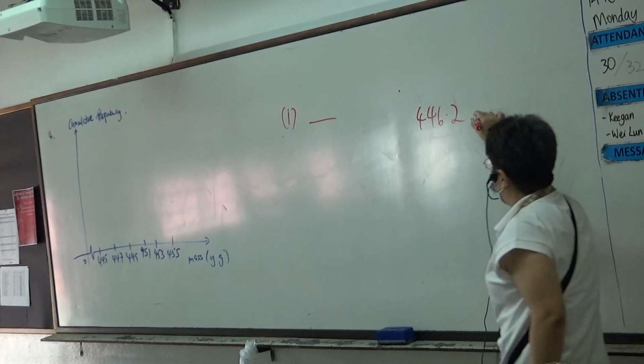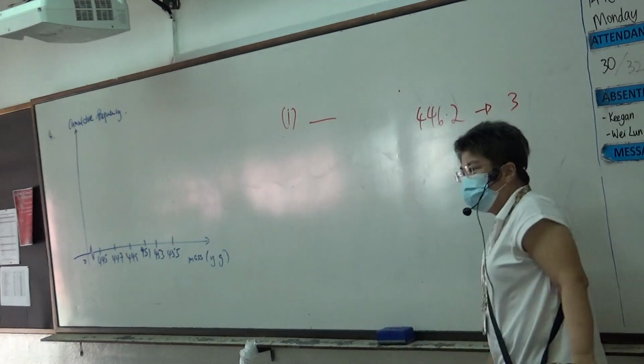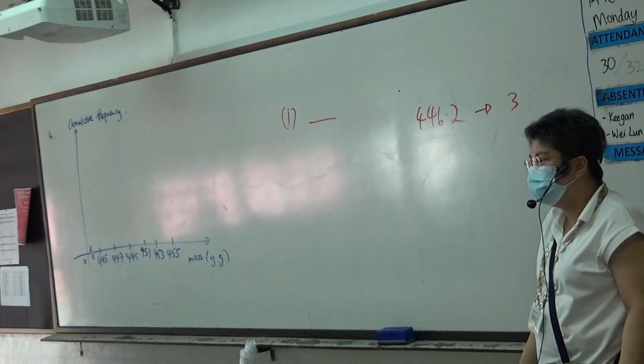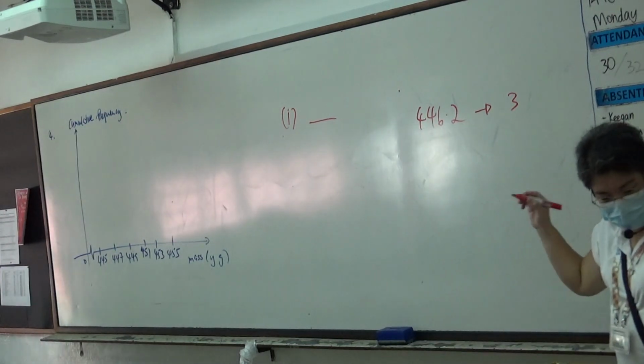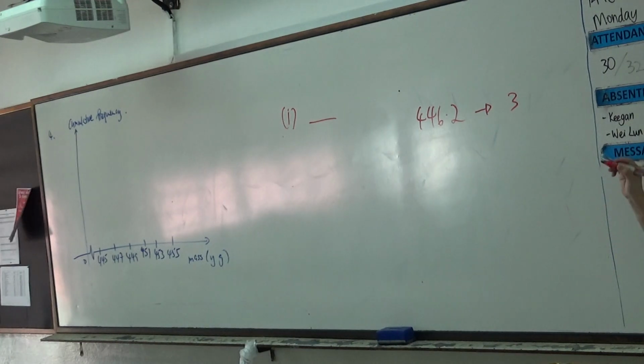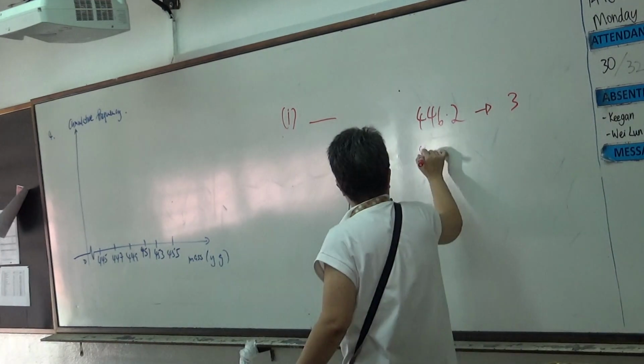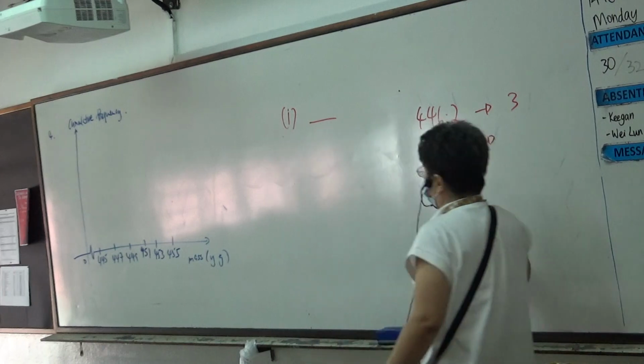Do you get 3 loaves? Okay, now I want to read this one. If it's overweight, if it's more than 453.6, can all of you go and read 453.6?